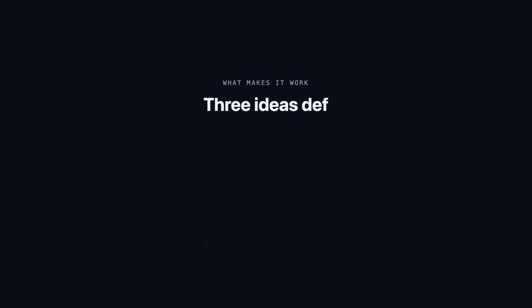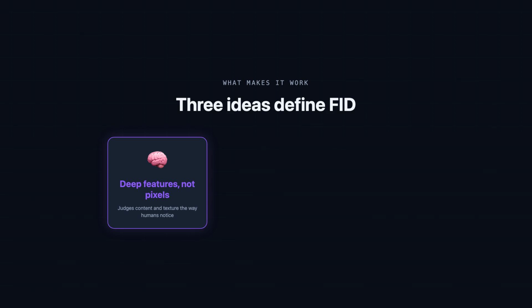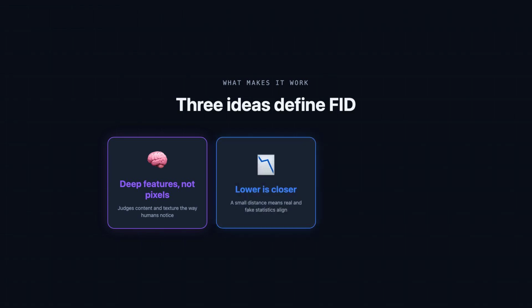Boil it down, and 3 ideas define this score. Compares deep feature statistics, not pixels. By reading Inception's high-level activations, FID judges images on content and texture, the stuff humans actually notice, instead of raw pixel values that punish harmless differences. Lower means the distributions are closer. A small FID says the generated feature cloud sits right on top of the real one, in both its center and its spread, and a perfect 0 would mean a statistical exact match.